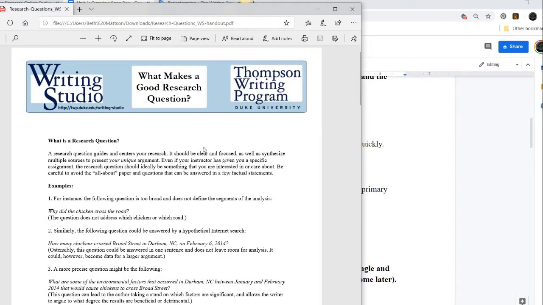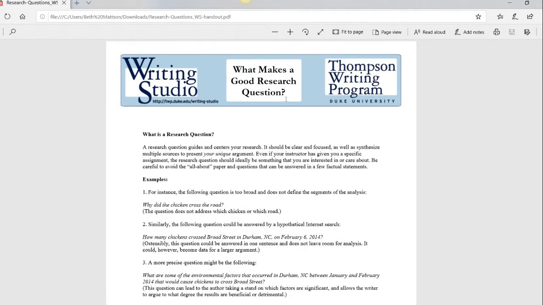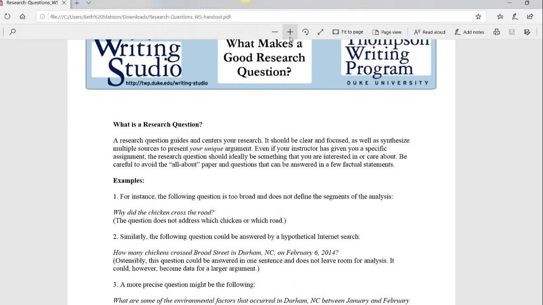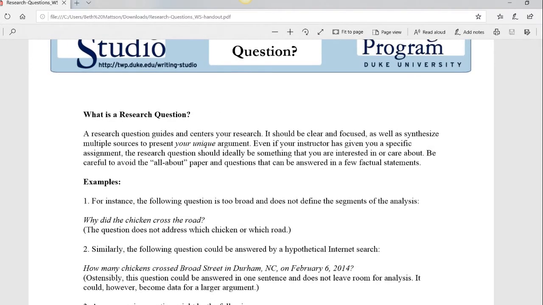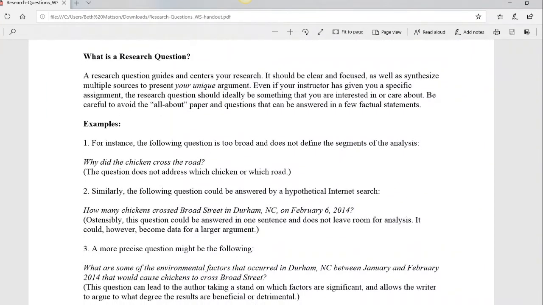And Firefox likes to open their PDFs in an Explorer app, whatever. Here is Duke giving us some ideas about research questions and what makes a good research question. A research question guides and centers your search. I guess in a moment I'm just going to turn around and tell you this is basically you making your thesis statement instead of making a question.